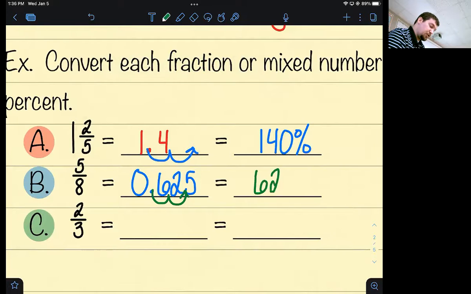That's right, 62.5. And it's okay to have a decimal in your percent. That's okay. Happens more than you think it might, actually.